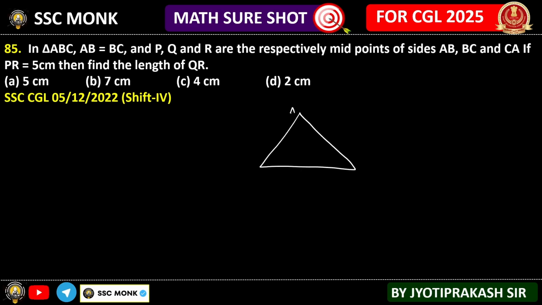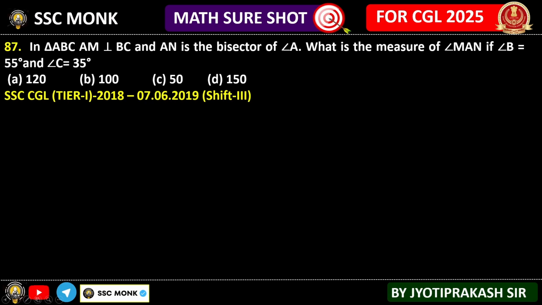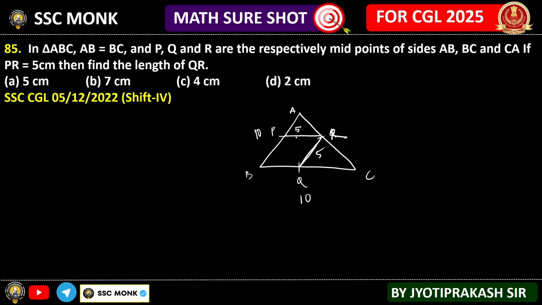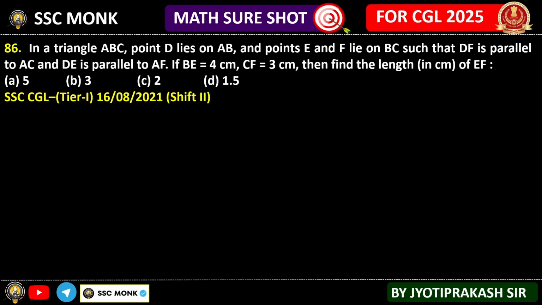Next, in a triangle ABC, AB is equal to AC, which means this is an isosceles triangle. P, Q, R respectively are the midpoints of AB, BC and AC. If PR is equal to 5 centimeter, then BC is equal to what? 10 centimeter. What is the value of QR? Now AB is equal to BC, which means AB is equal to 10. If AB is equal to 10, QR is equal to 5. Answer option A.